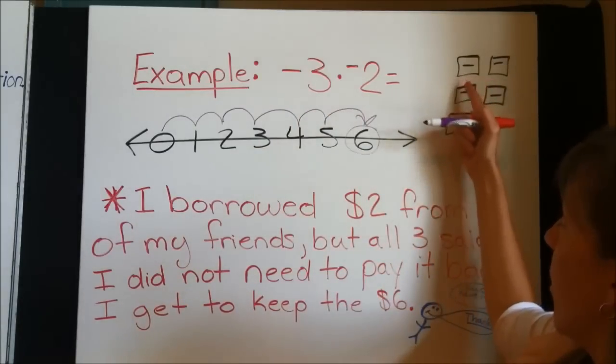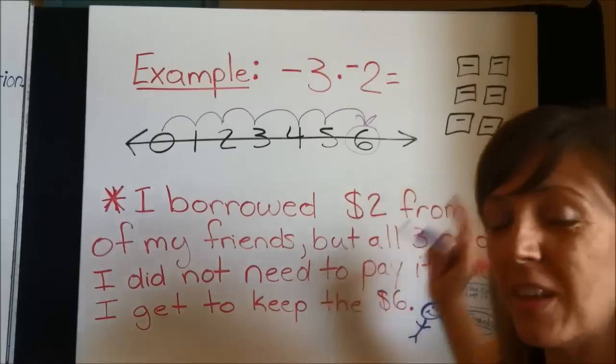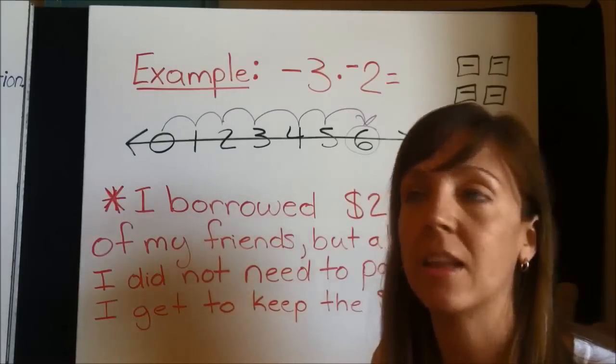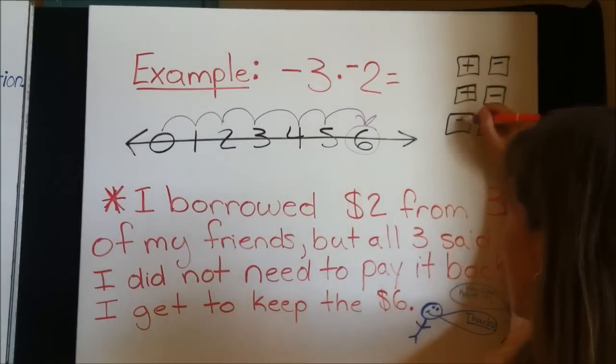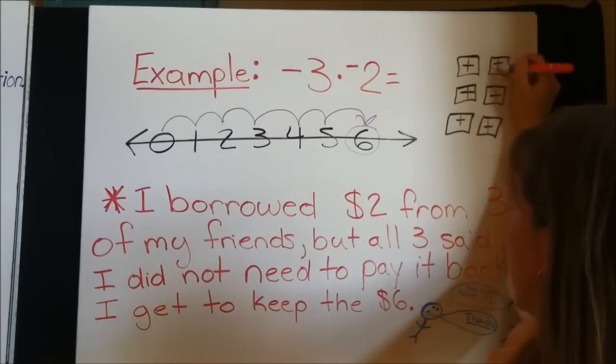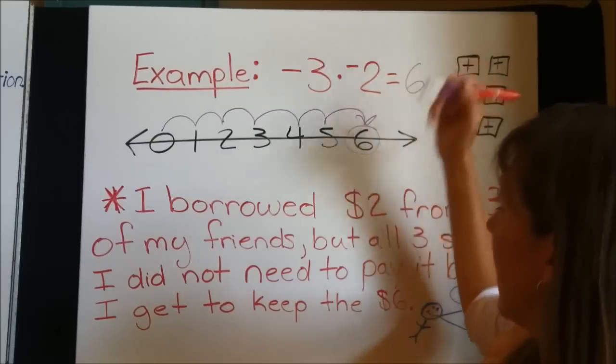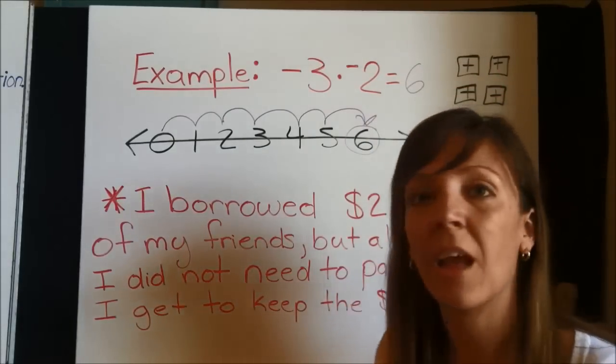Again, I have 3 sets of negative integer chips here, but the double negatives cancel each other out, changing these to positive, because we're taking away the negative. So we have a positive 6.